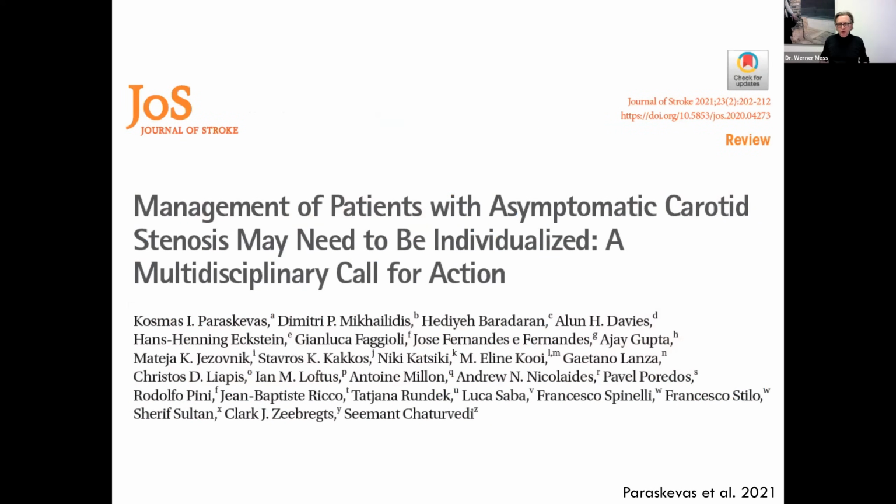The asymptomatic carotid artery stenosis draws a lot of attention these days, and this is one of the typical review papers, or actually opinion papers, on how we can do this. And interestingly, these authors put forward a strong argument for advanced imaging like MR or CTA in order to evaluate which asymptomatic carotid artery stenosis should be operated on and which not.